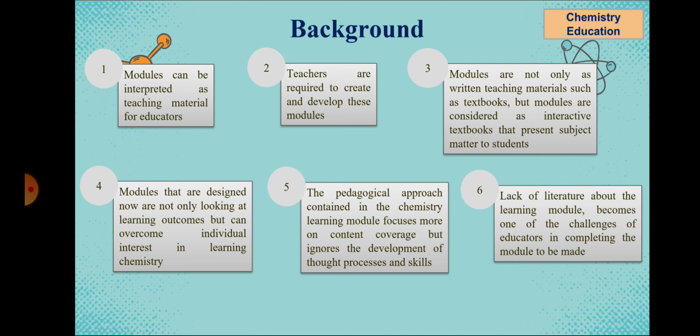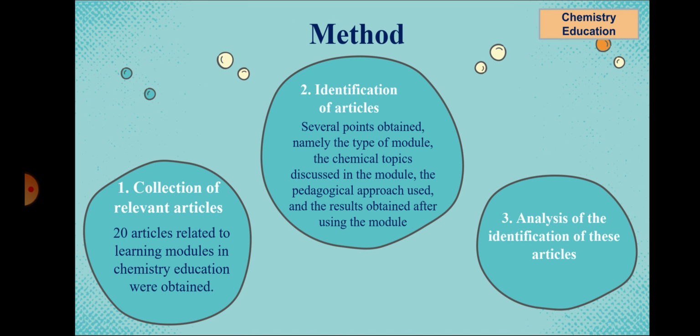Lack of literature on learning module is one of the obstacles educators will meet in designing module. Moreover, there is a need for a literature review study on the use of learning modules in chemistry education. The method used in this research consisted of three stages, namely collection of relevant article, identification of article, analysis of the identification of article.